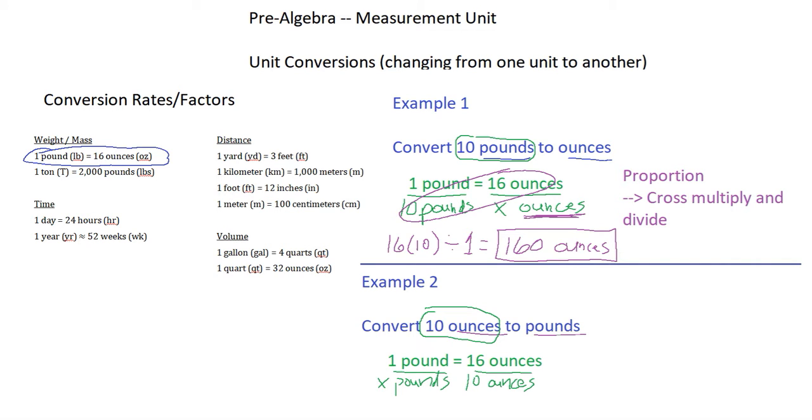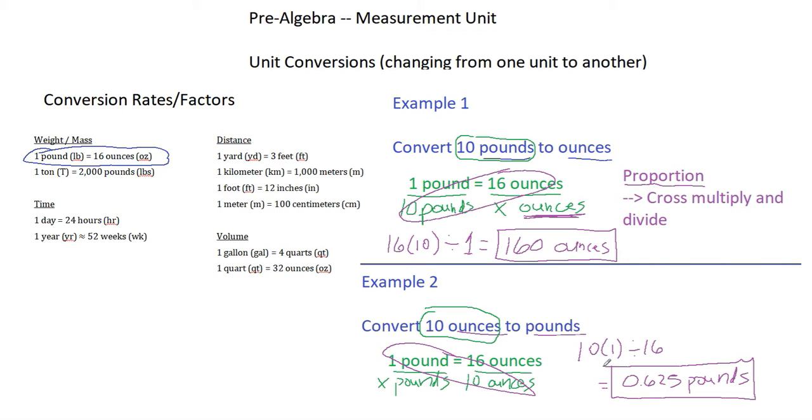Okay. So now once again, this is a proportion. It's a fraction equal to another fraction, but I don't know one of the numbers. So I can cross multiply and divide. So I can do 10 times 1, or 1 times 10, and divide by 16. And when I do that, I believe I get 0.625 pounds. So not even a whole pound. Okay, that would be my answer there.